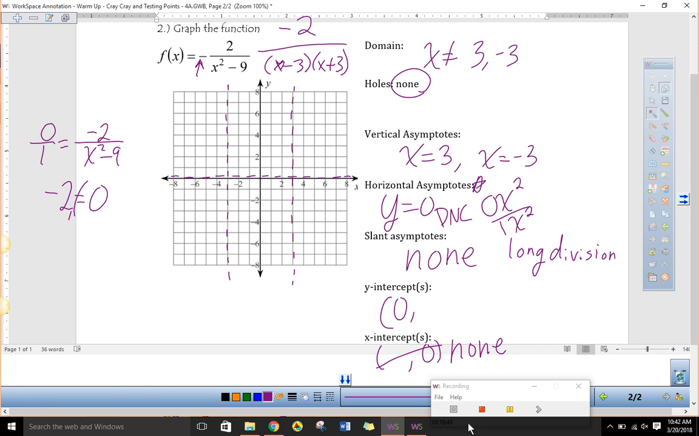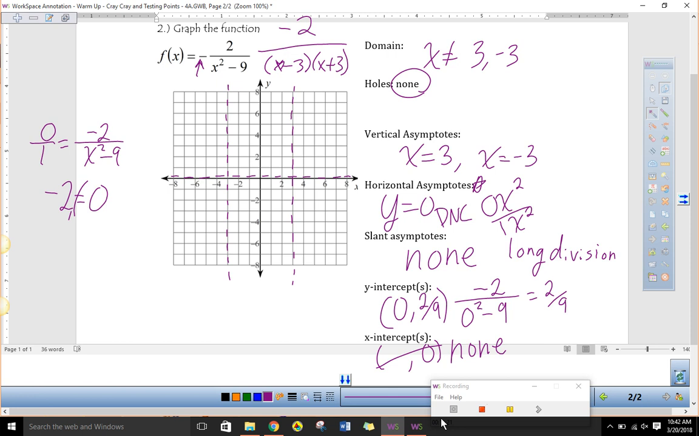How about the y-intercept? F of x is negative 2 over 9. It should be positive 2 over 9. Why is it positive 2 over 9? We know that our x value equals 0, so you've got a -2 divided by a -9, right? So it should be 2 over 9. Are we okay with that?